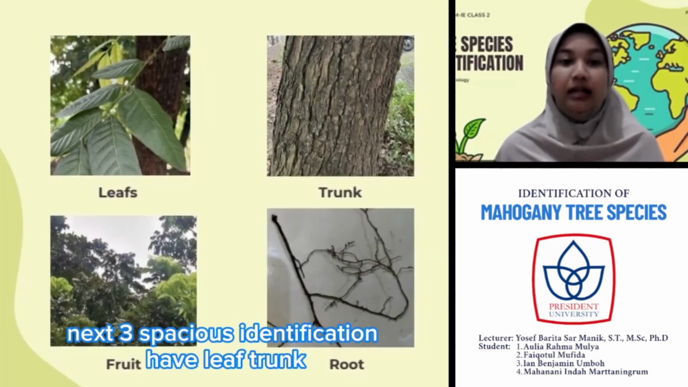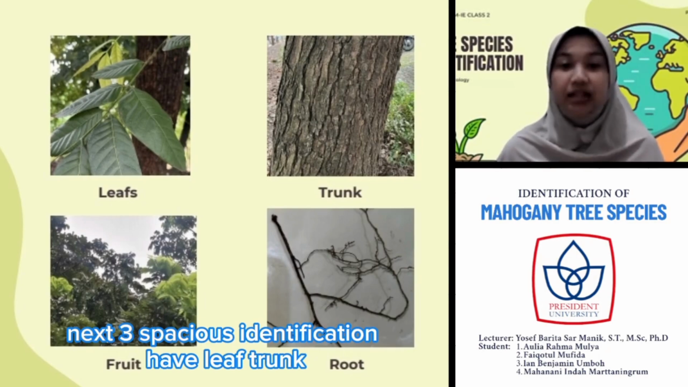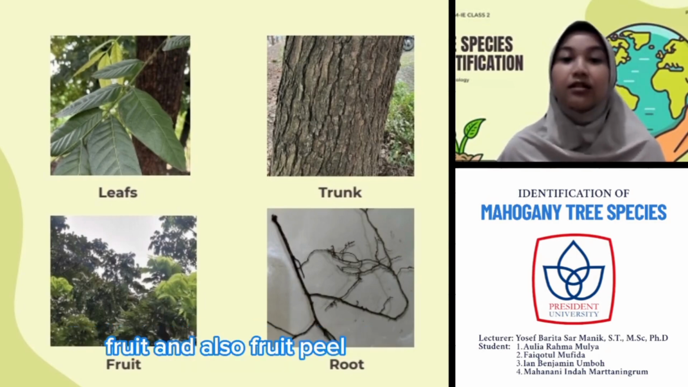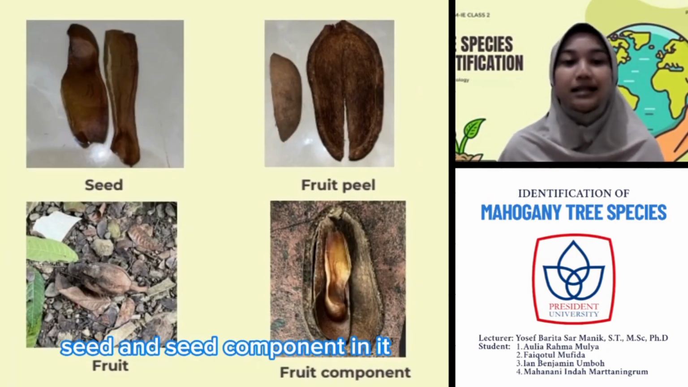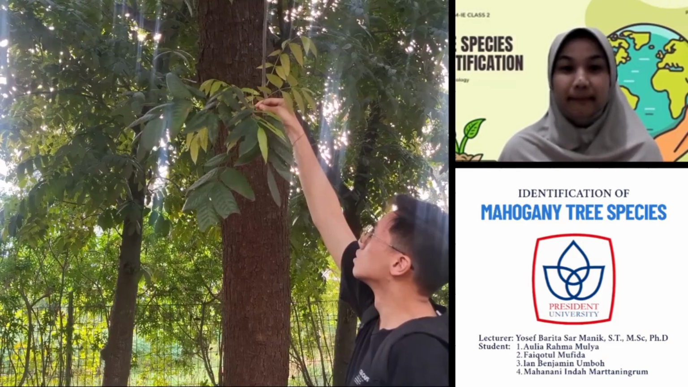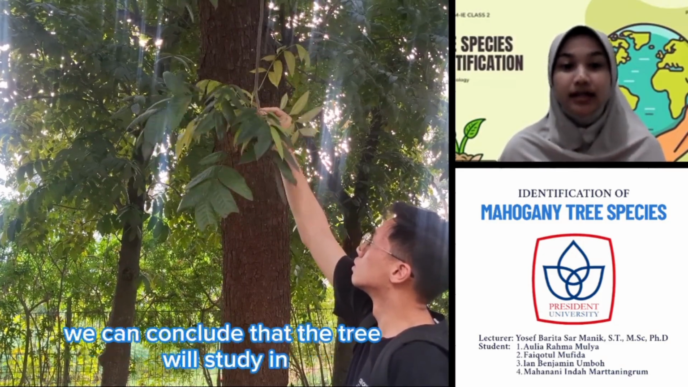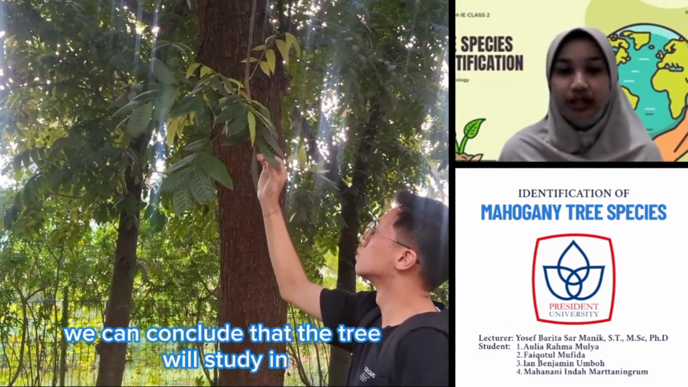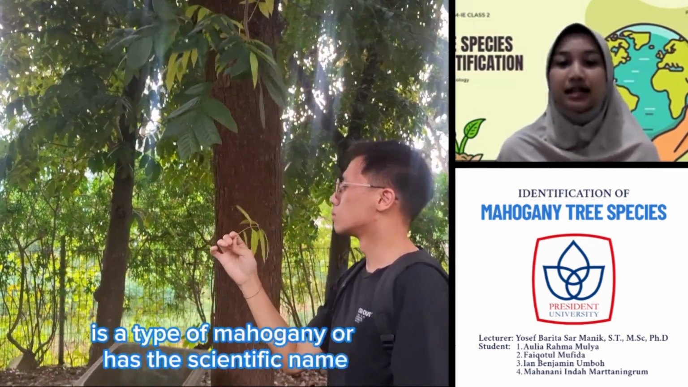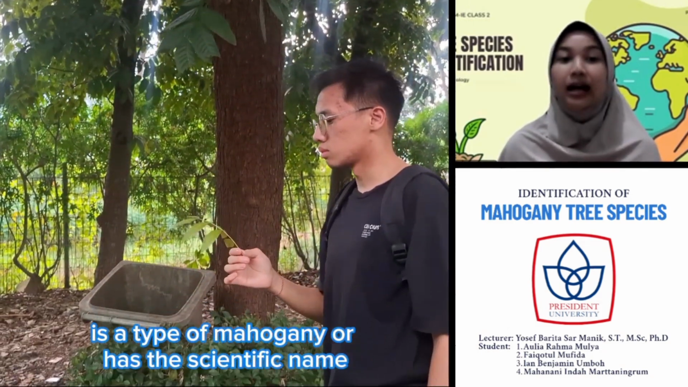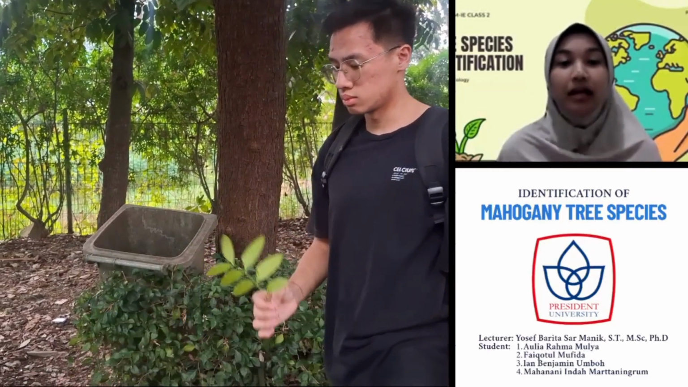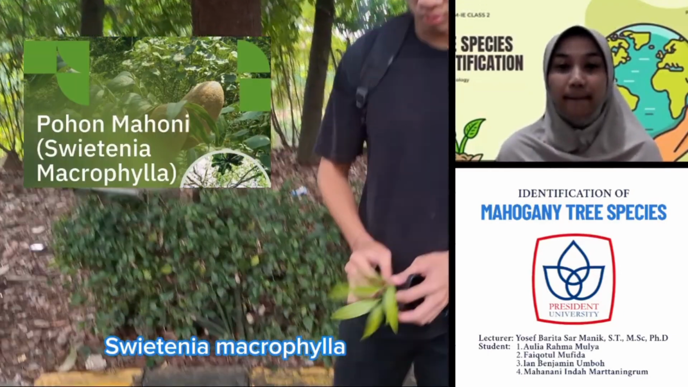Next, tree species identification has the leaf, trunk, fruit, and also fruit peel, seed, and seed component in it. Next, for the tree species, we can conclude that the tree we studied is a type of mahogany, with the scientific name Swietenia macrophylla.